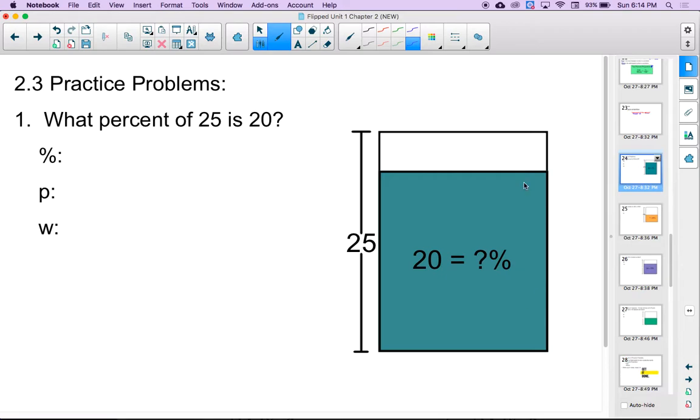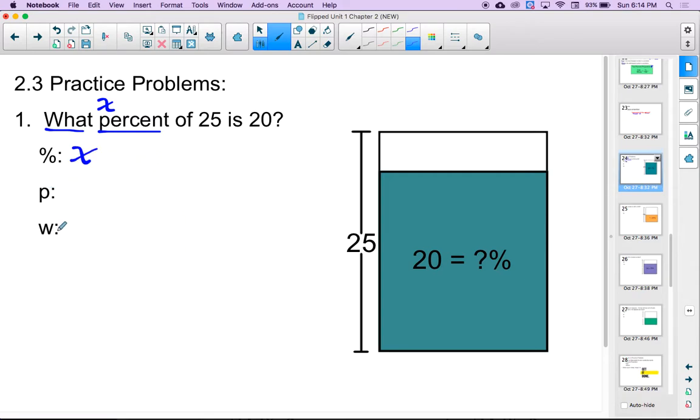This diagram here is to help us understand the problem a little bit better. Okay, so it begins with what percent? What percent? That tells us we do not know the percent. The percent is our unknown, so that's going to be our variable x.